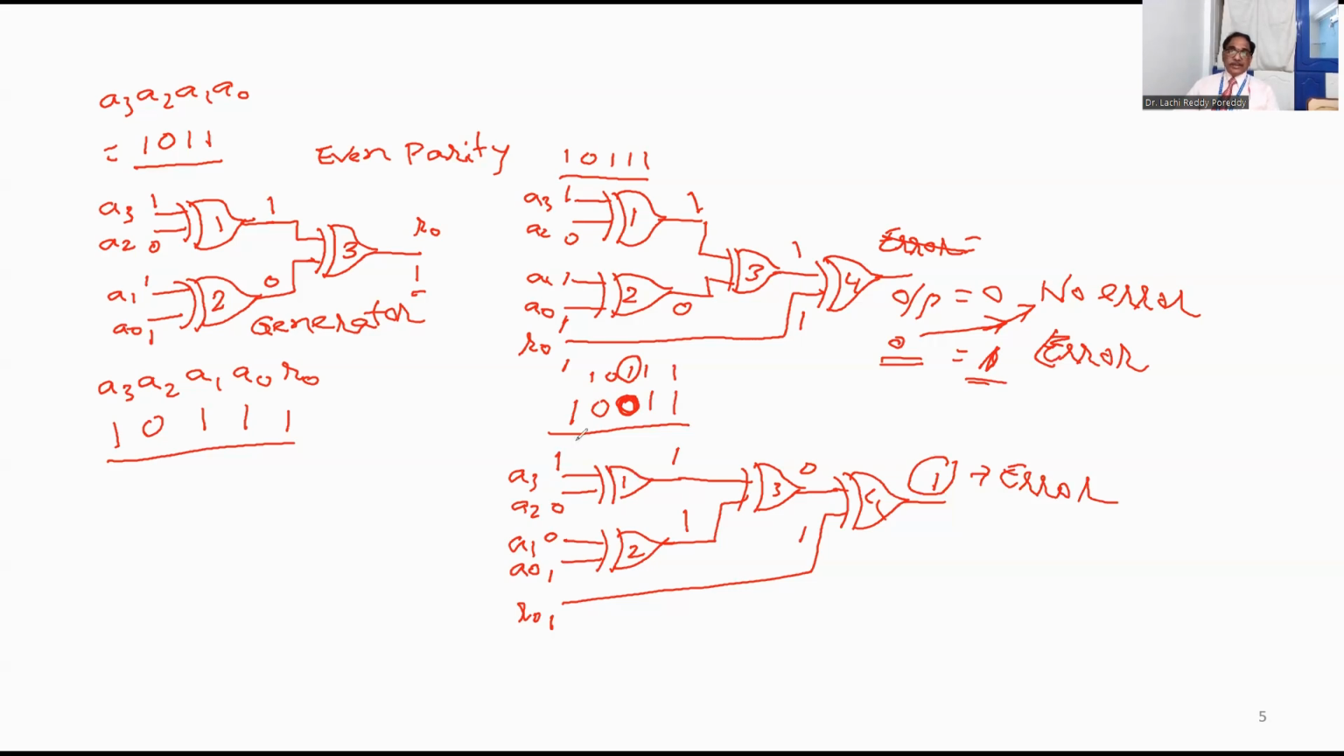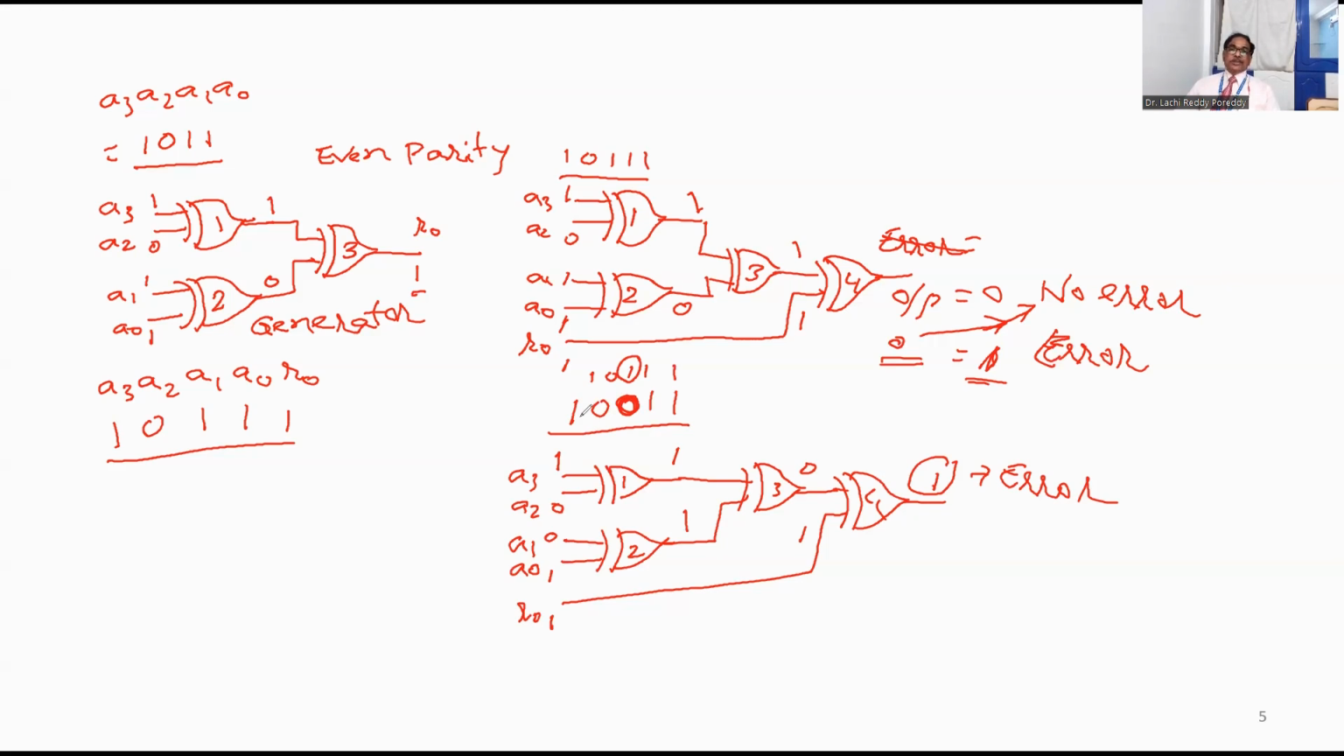Now, to find where the error is: the error could be anywhere. Error could be here, or error could be A3, or A2, or A1, or A0, or R0. So that is why, using this mechanism, we are able to detect the error, but we cannot correct the error. Okay, so that is one.